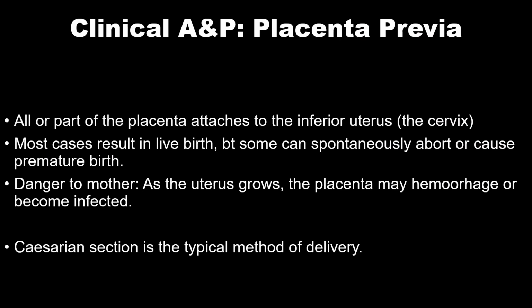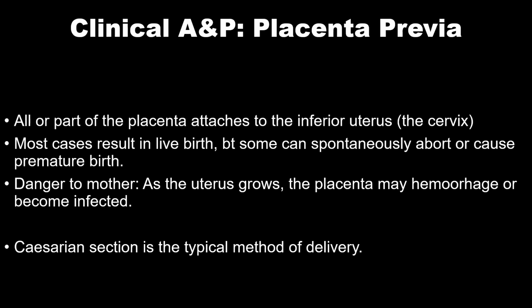Now, in a mother with a case of placenta previa, all or part of the placenta will actually attach to the inferior portion of the uterus. It can be either near or on or covering the cervix. And most cases do result in live birth, but placenta previa can cause spontaneous abortion or even premature birth.